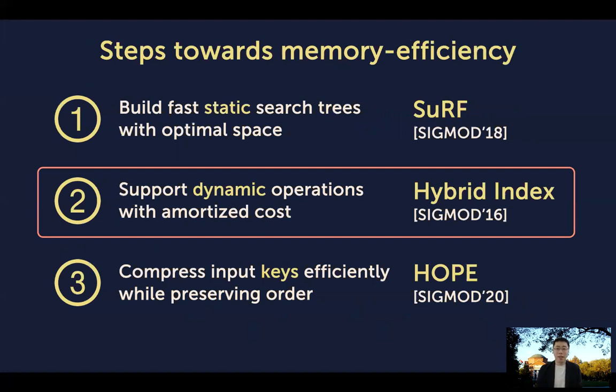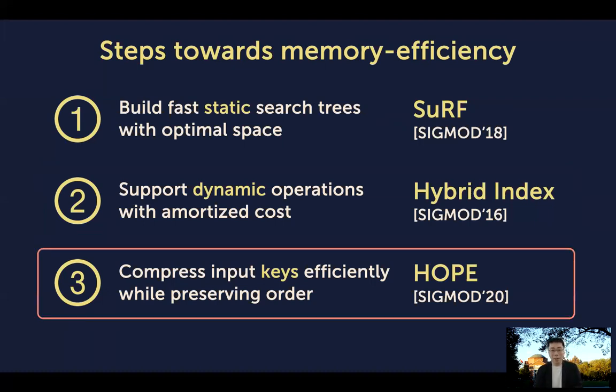Okay, back to our recipe. After the first step, we've got these super fast and compact static trees. The next step, obviously, is to relax the constraint of being read-only. And here we introduce the hybrid index design as an efficient way to handle individual inserts, updates, and deletes to the static tree. Now, the key idea is very simple. We put a small dynamic tree as a write buffer in front of the static one, and we do periodical merge between them. And with a clever merge strategy, we managed to amortize the performance overhead of this extra merge step.